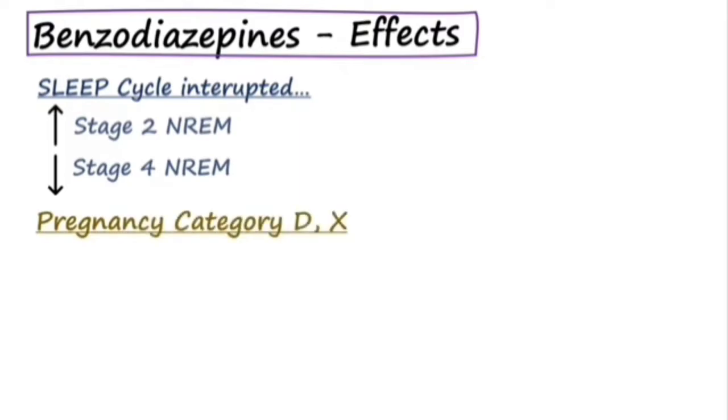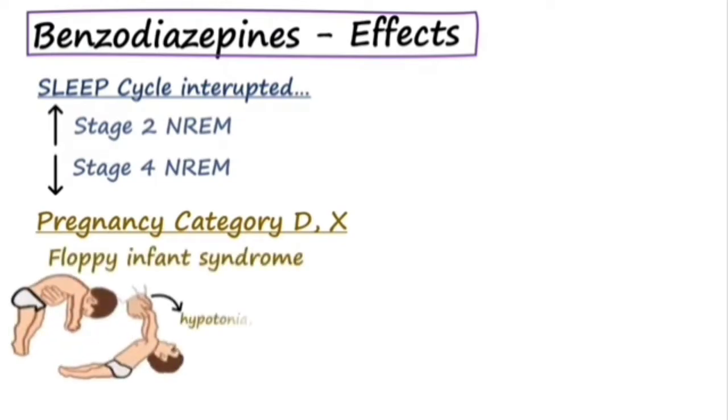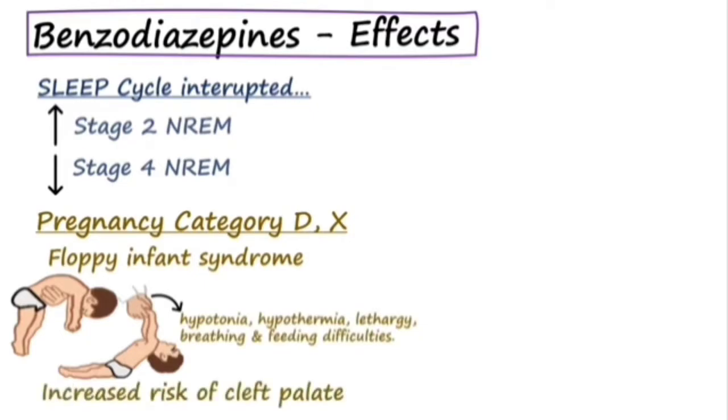Benzodiazepines have multiple effects, some adverse and some beneficial. They interrupt the normal sleep cycle by causing an increase in stage 2 non-REM sleep and a decrease in stage 4. Pregnancy is a contraindication for benzodiazepine use, and these drugs are pregnancy category D and X. Taking benzodiazepines while pregnant may result in floppy infant syndrome, where the infant is born with hypotonia, hypothermia, lethargy, breathing and feeding difficulties. There is also a slight increase in the risk of cleft palate in the newborn.